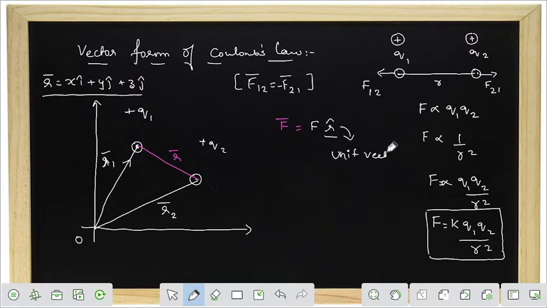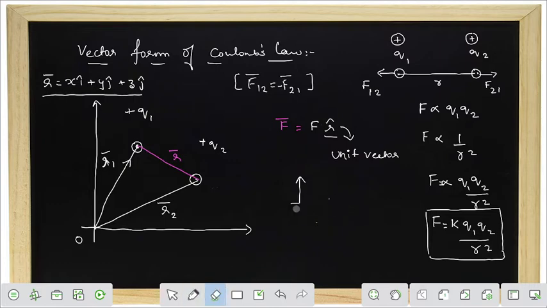Unit vector. Basically, if I say there is a coordinate system in this direction, 2 i cap, what does 2 i cap mean? 2 units along the x direction, whose magnitude is 2, and i cap gives the direction. If it is in any other direction, then you have to write it as 2 r cap, and r cap will give you the unit vector in that particular direction of the vector.